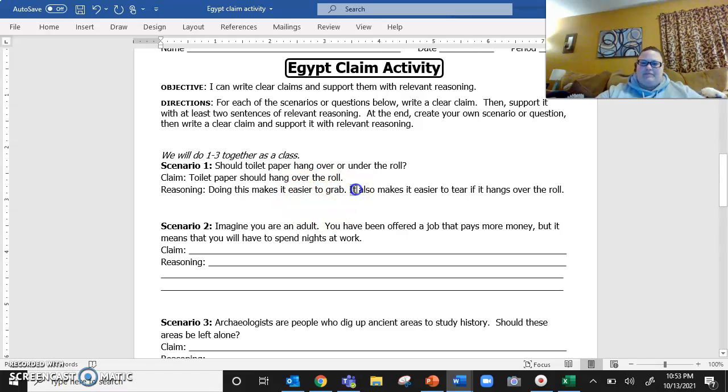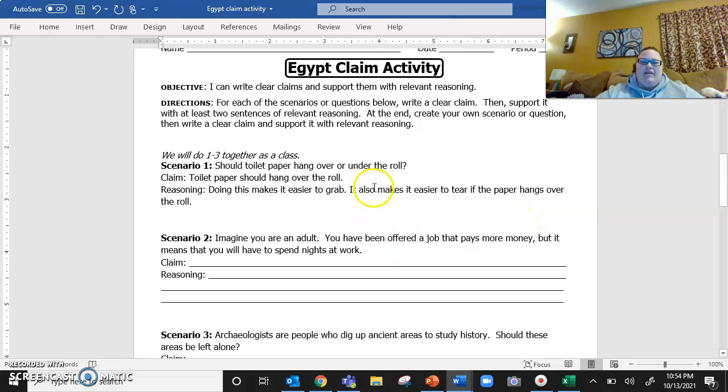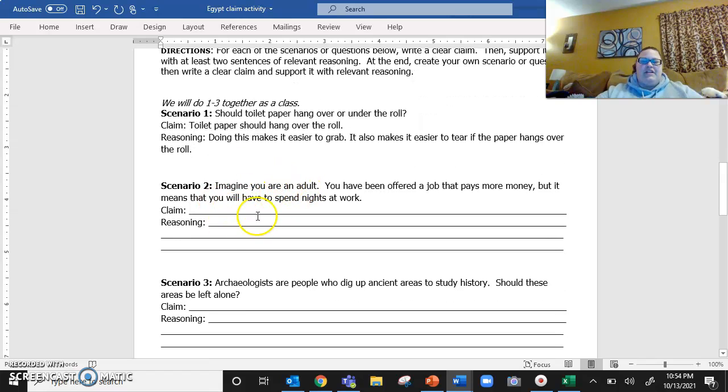Wait a minute. I have the word it 3 times in that sentence. Remember what we said about repeating ourselves. So let's replace one of these its with a different word. It also makes it easier to tear if it hangs over the roll. That's an easy one. I'm going to replace this it with the paper. It also makes it easier to tear if the paper hangs over the roll. There we go. Okay, so now we're moving on to scenario number 2.